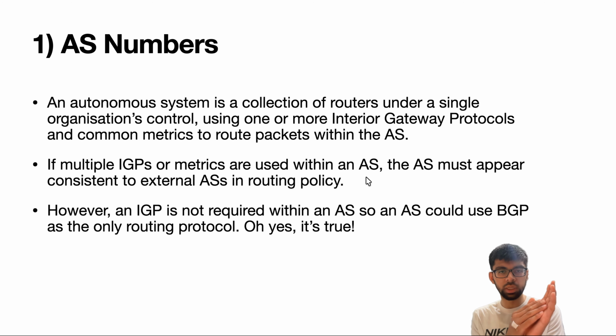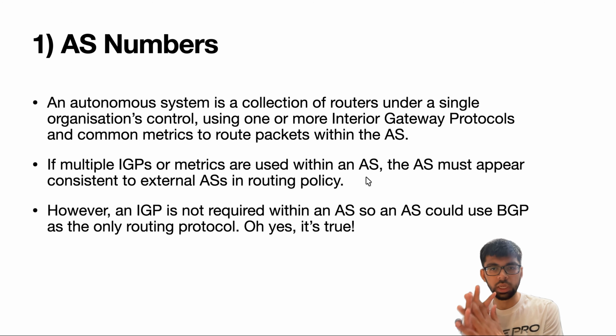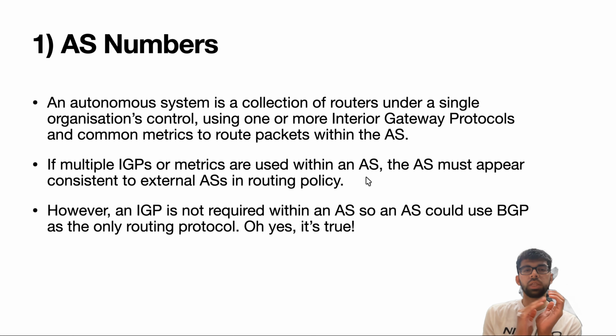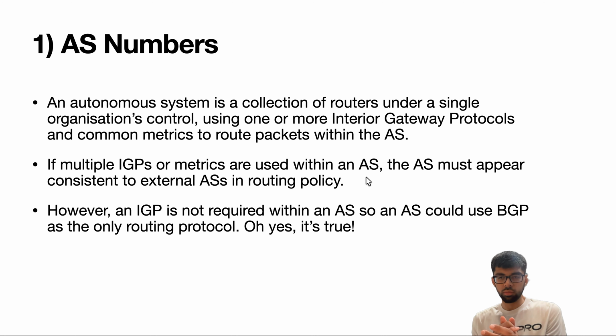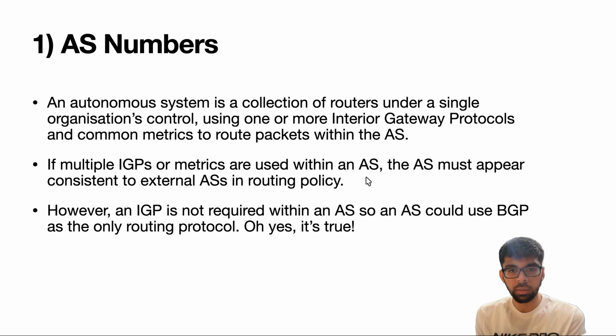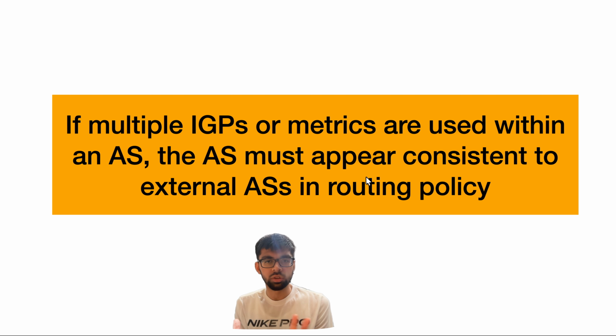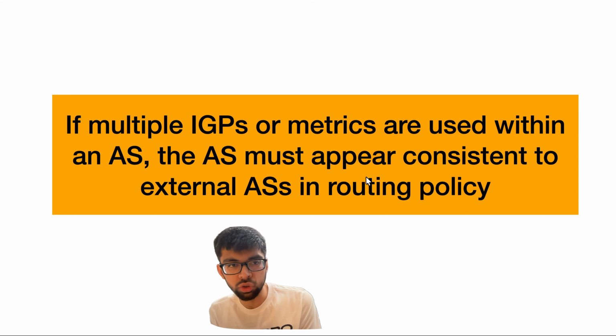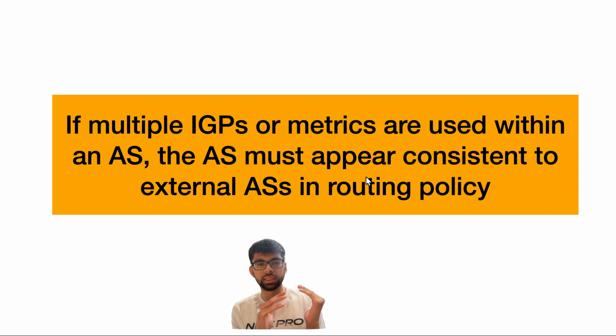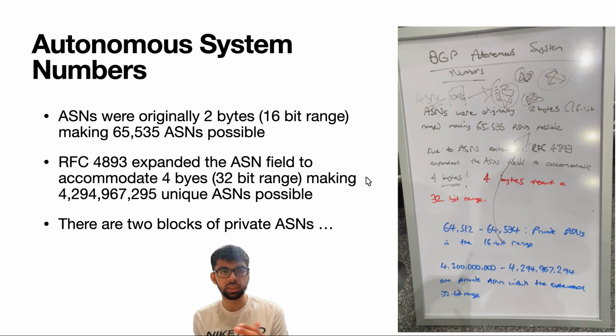Now, however, an IGP is not required within an autonomous system. An autonomous system could use BGP as the only routing protocol. You have external BGP, eBGP, and internal BGP, iBGP. You could just use iBGP within the AS, and that would be enough. It doesn't need to have any other routing protocol. It can, but it doesn't have to. So I just want to emphasize that if multiple IGPs or metrics are used within an AS, the AS must appear consistent to external ASs in routing policy.